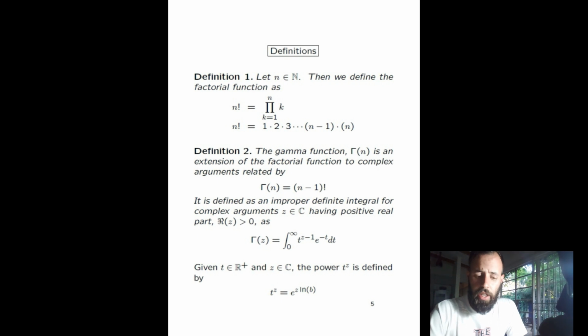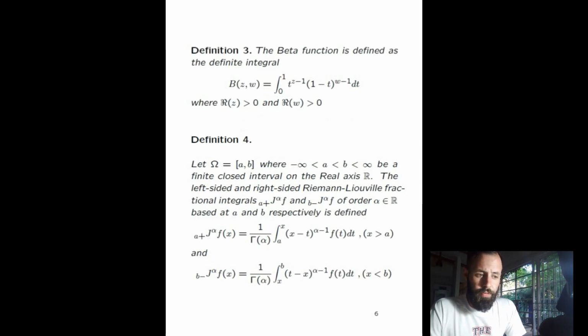The first definition we're looking at is the factorial function, which is defined for a natural number n as the product of the naturals up to n starting at k equals 1. The gamma function is an extension of the factorial function, related to it by the formula gamma n equals n minus 1 factorial, but it is better defined as the improper definite integral below. The beta function does not appear often in the fractional calculus, but it is useful in concluding results in proofs of the fractional calculus.